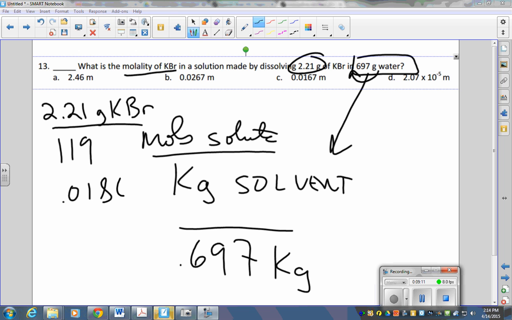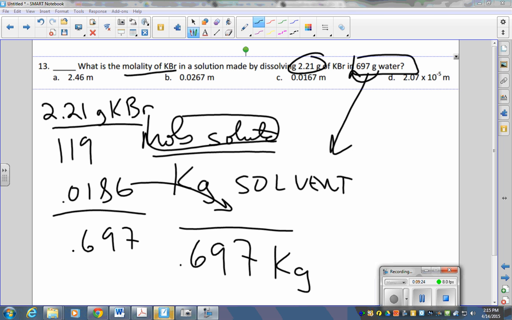So I double stack it to get molality, which is moles of solute over kilograms. I'm going to just do 0.0186, and I move the 0.697 over here. So I'm going to go 0.0186 divided by 0.697. Bam! I get 0.0267. Bingo. B for bingo right there.